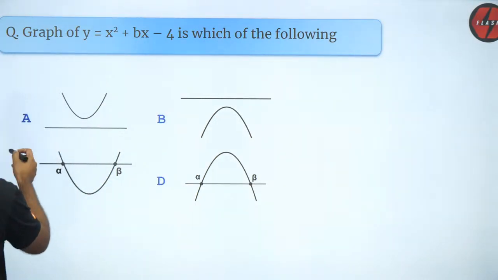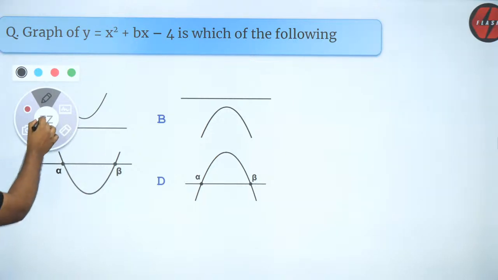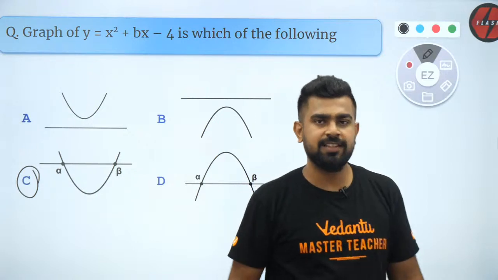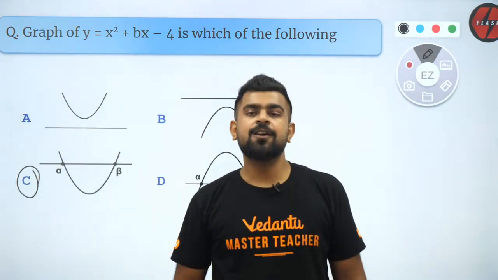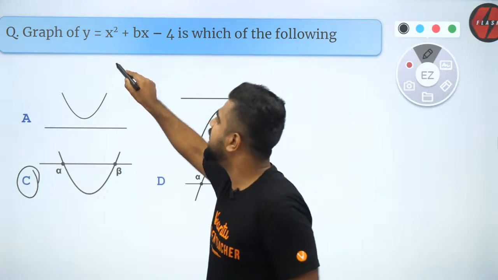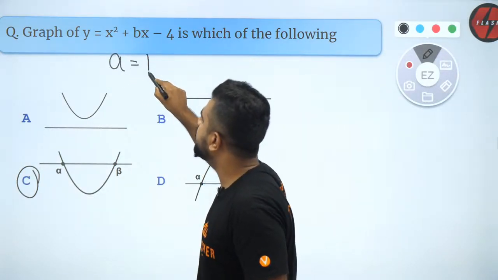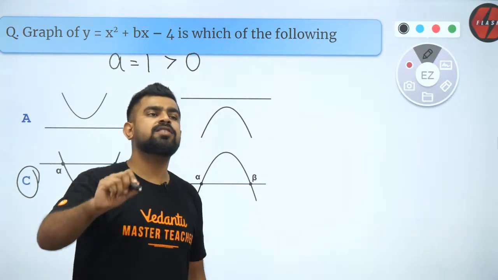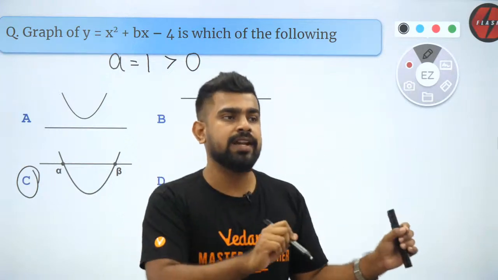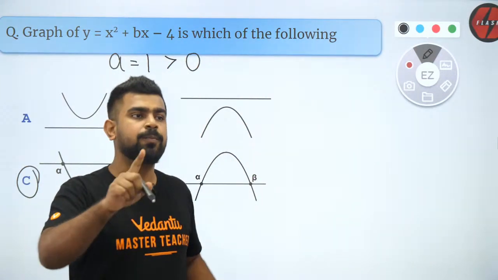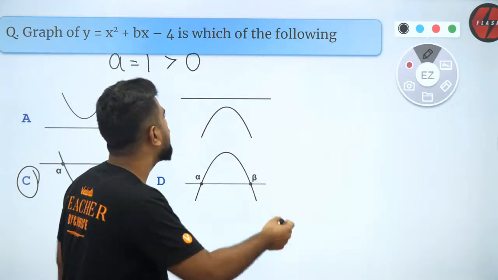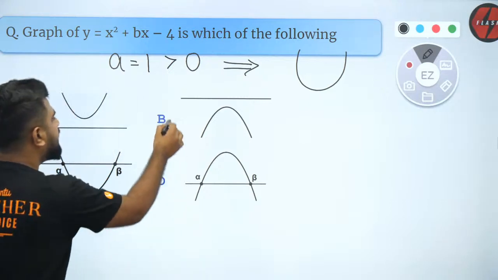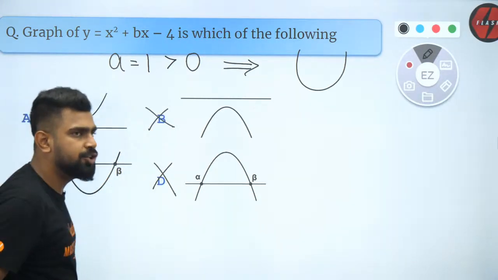The correct answer is option C. Now for all those who are wondering, sir, how did you get option C? Let me explain it. First of all, what is A? A is equal to 1, which is positive. Do you all understand that? A is 1 and A is greater than 0. Is it positive? Yes. So can I say it will be an upward opening parabola? So definitely this option is wrong. Do you all agree with me?